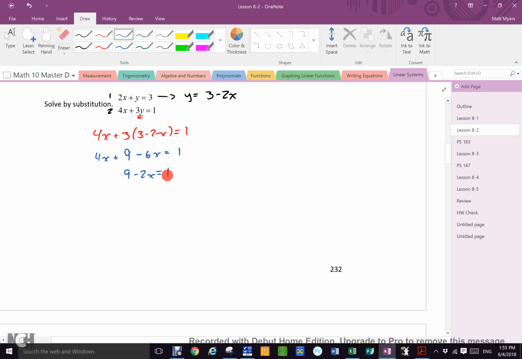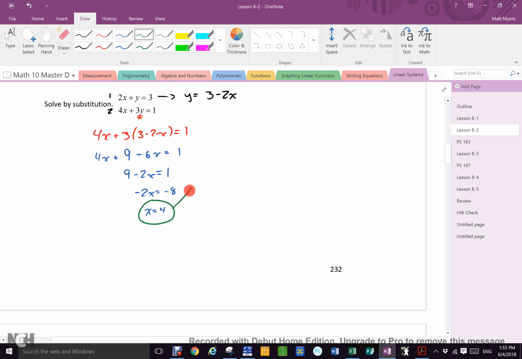Now what? Isolate it. Isolate the x. Negative 2x equals what? Negative 8. Now what? Divide by negative 2. So x equals 4.